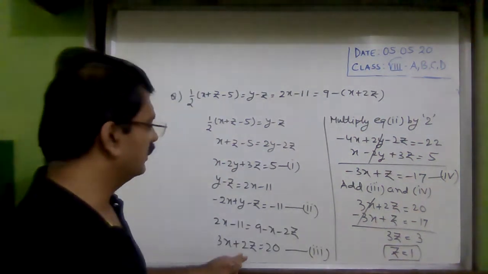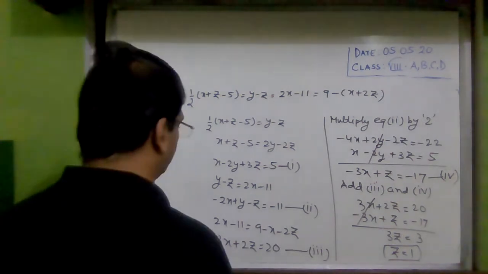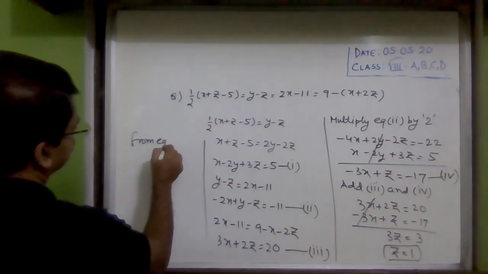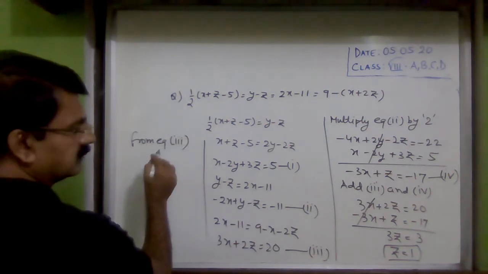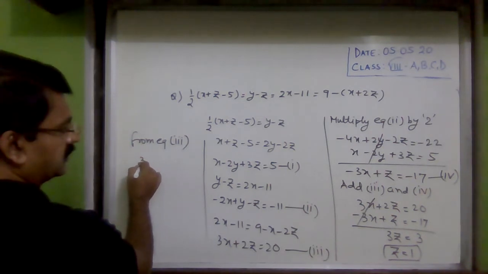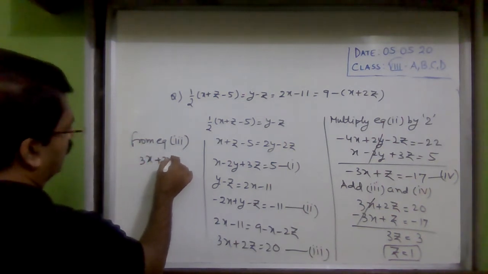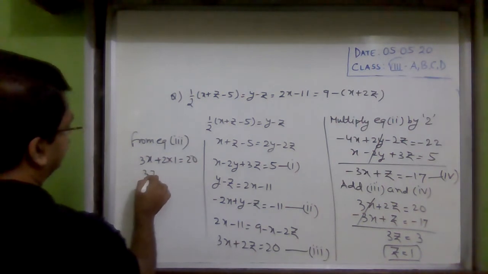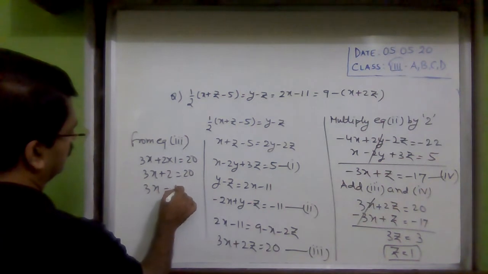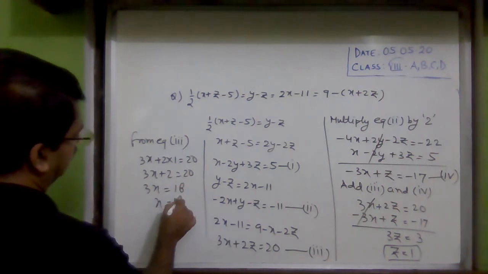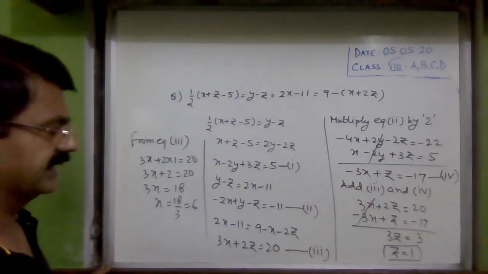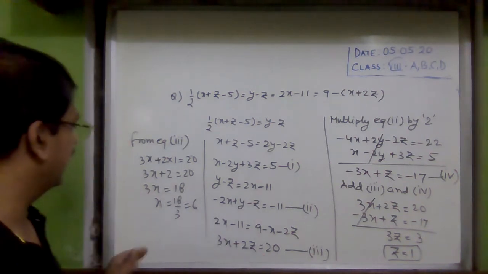You put z is equal to 1 in the third equation. So from equation 3, 3x plus 2 into 1 is equal to 20, 3x plus 2 is equal to 20, 3x is equal to 18, x is equal to 18 by 3, that is 6. So you can see we have found x is equal to 6. So z is 1 and x is 6.